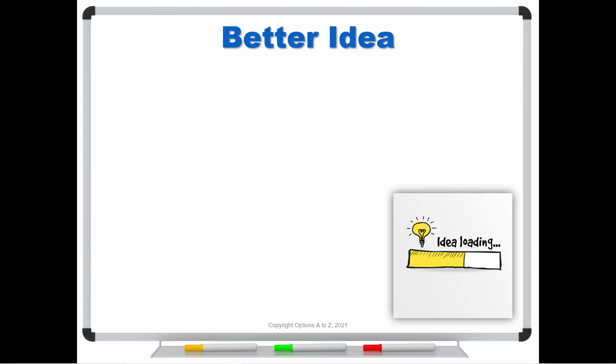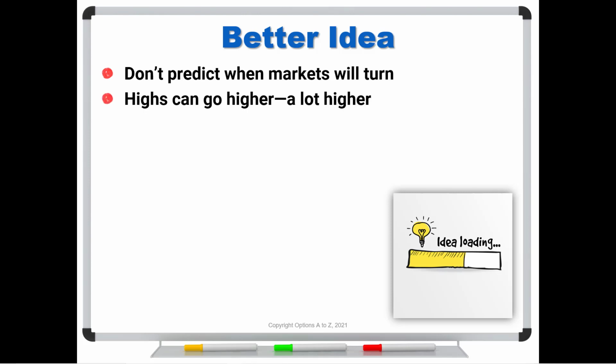So what's a better idea? Well, don't predict when markets will turn. We've all seen that it's incredibly hard to do. You're not going to make money by making predictions on when the markets will turn. Highs can go higher, remember, a lot higher, and for a lot longer.